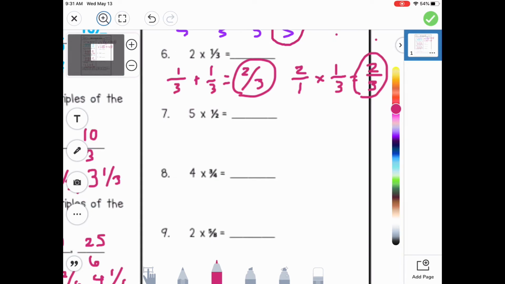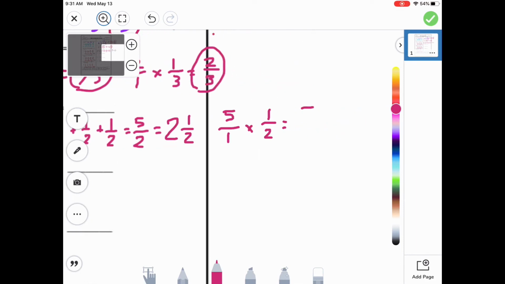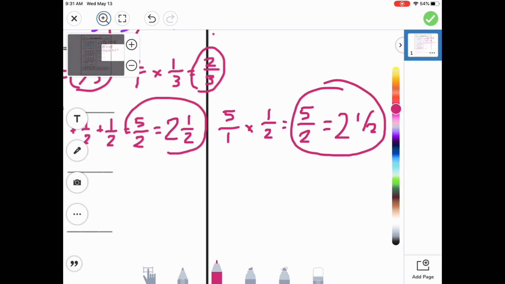Let's look at number 7. If you did repeated addition, you would have gotten 1/2 plus itself 5 times equals 5/2, which is the same as saying 2 1/2. Or if you chose to multiply, you would have done 5/1 times 1/2. 5 times 1 is 5. 1 times 2 is 2, which also would have equaled 2 1/2. So again, we got the same answer both ways.